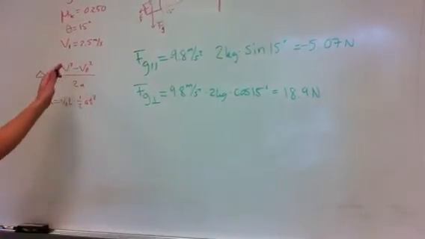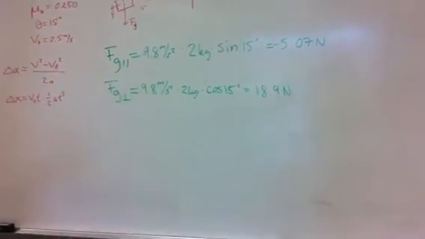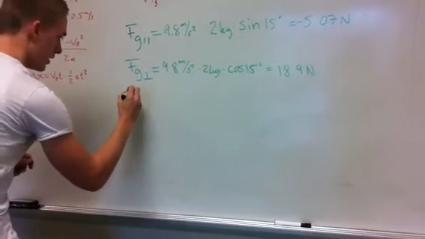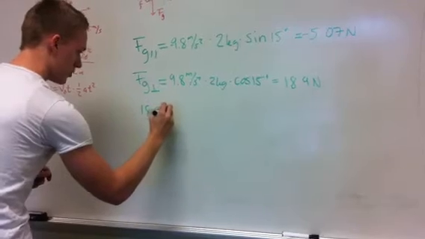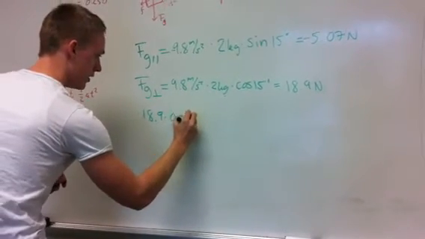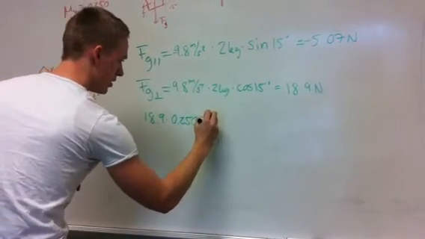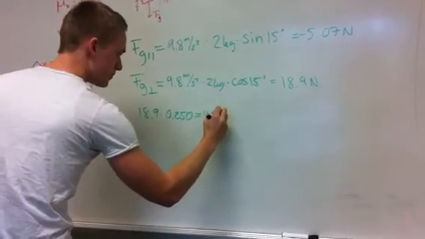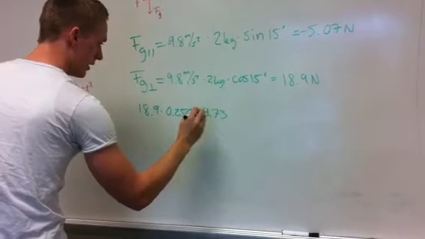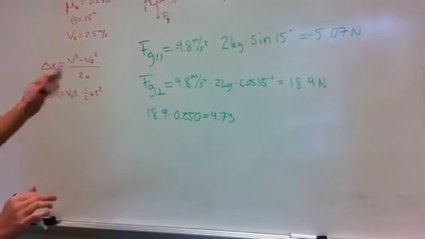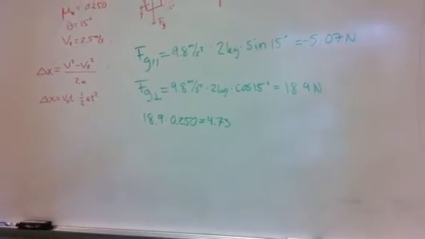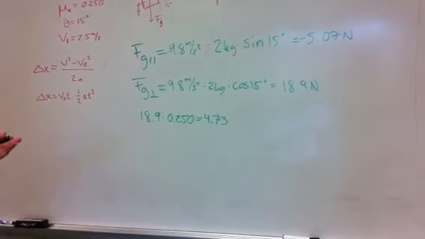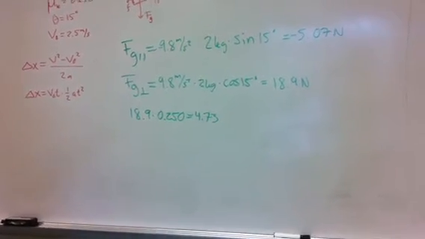Therefore, the friction part of it will be the normal force, which is 18.9 newtons, multiplied by the coefficient of friction, which is 18.9 multiplied by 0.250, which is 4.73. And in this case, now we have the friction and we have the gravity part in the parallel direction, which means we know what the force is on the block as it moves up.